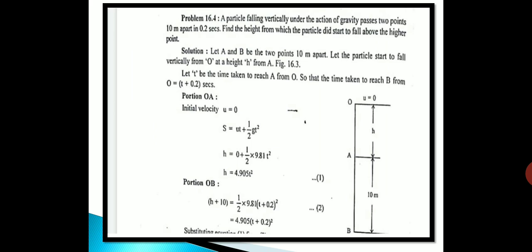In this example, a particle is falling vertically under the action of gravity, which passes 2 points which are 10 meters apart in 0.2 seconds. Find the height from which the particle started to fall above the higher point. Again, the wording is simple. A particle, we'll imagine a ball or a stone or an object, is falling vertically under the action of gravity. That means it is free fall. What do we mean by free fall? It just has the effect of gravity and there is no initial acceleration given. That we term as free fall.